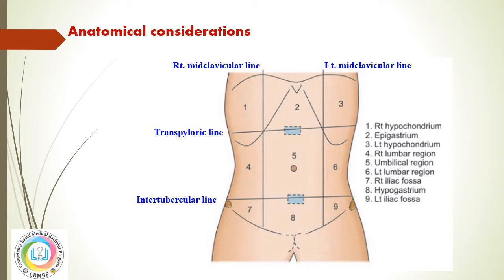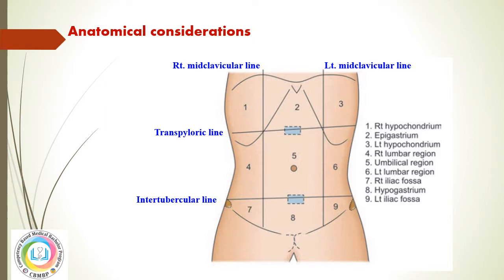The 2 horizontal lines, the inferior one passes between the 2 iliac tubercles, which is an elevation on the iliac crest behind the anterior superior iliac spine and called intertubercular line. The upper line passes by the plane of the pylorus of the stomach and is called transpyloric line, and passes between the tips of the 9th costal cartilage on both sides.